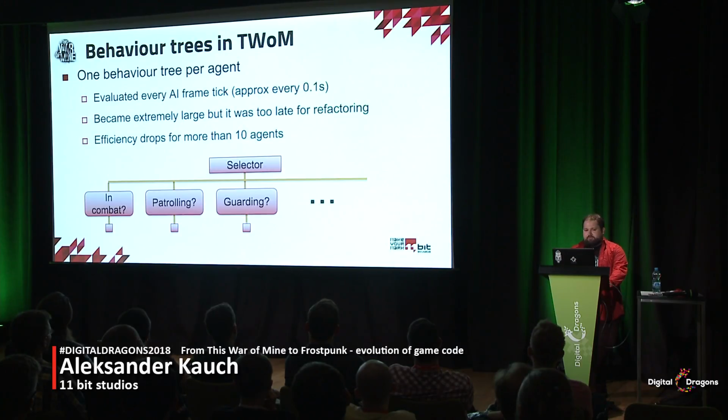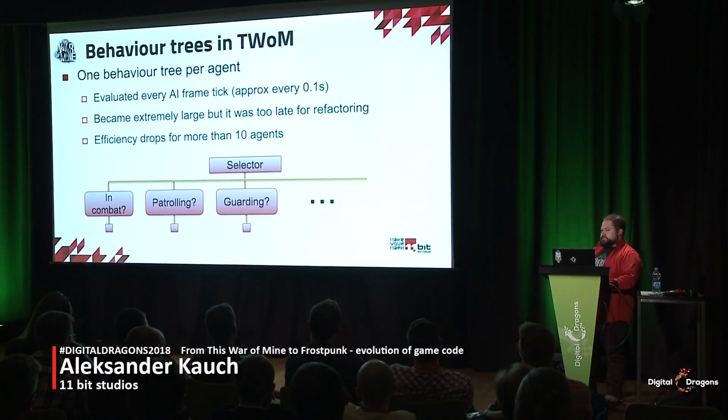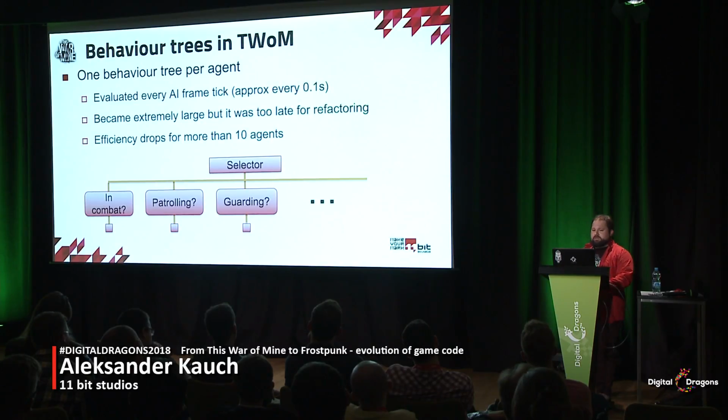And in This War of Mine, we used one tree per agent. So if an agent was a coward, like a citizen trying to run from us, or a warrior, like the soldiers, for example, in This War of Mine, it was one big tree per agent type. The trees were evaluated every AI frame tick, and if I recall correctly, it was about 10 times per second.